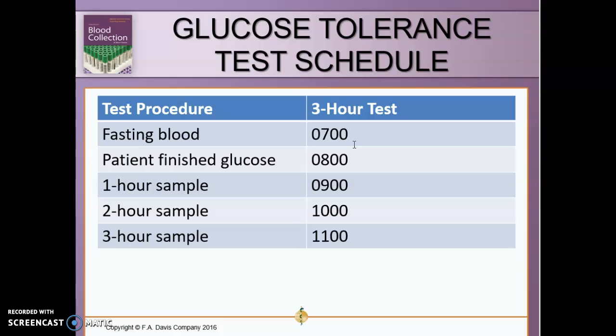So if a patient finishes drinking a solution at 8:45, think about when you're going to collect their first sample. They finish drinking that solution at 8:45. That first sample is going to be collected at 9:45, 1 hour later. And then that second sample at 10:45. And that third sample at 11:45, just depending on how many you have to have.